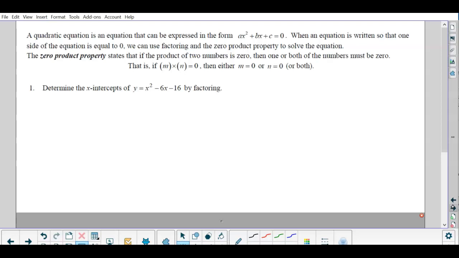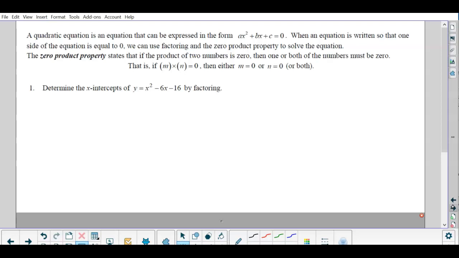So if you're told that you are multiplying m and n together and you get 0, that's given to you, then that means that either m is 0 or n is 0 or both of them. 5 times 0 is 0. 0 times 10 is 0. 0 times 0 is 0. That's the zero product property.